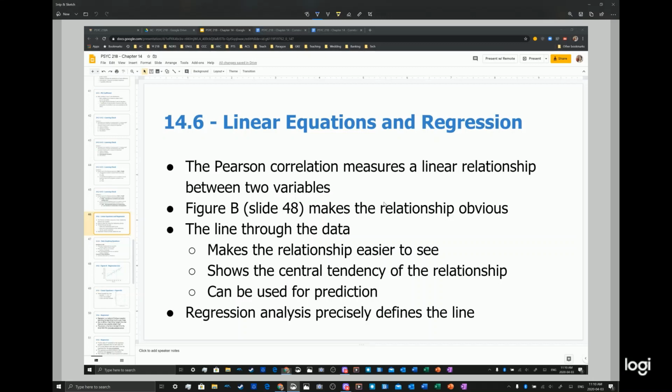When it comes to linear equations and regression, we are measuring a linear relationship between 2 variables, specifically using the Pearson correlation. So for the rest of this chapter, when we talk about linear equations and regression, we are talking about linear relationships using the Pearson correlation. The next point talks about a figure 2 slides from now, slide 48, that shows how the relationship works and how the linear regression, or the regression line, shows the relationship between 2 variables using a line of best fit. This makes more sense when we have the lines.